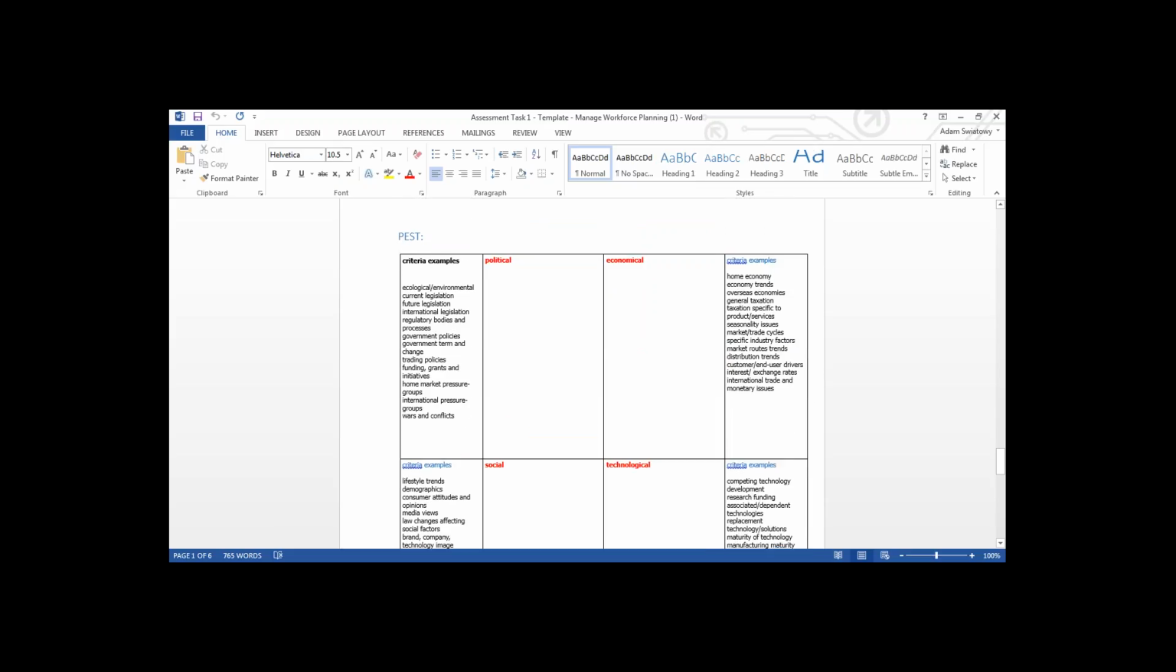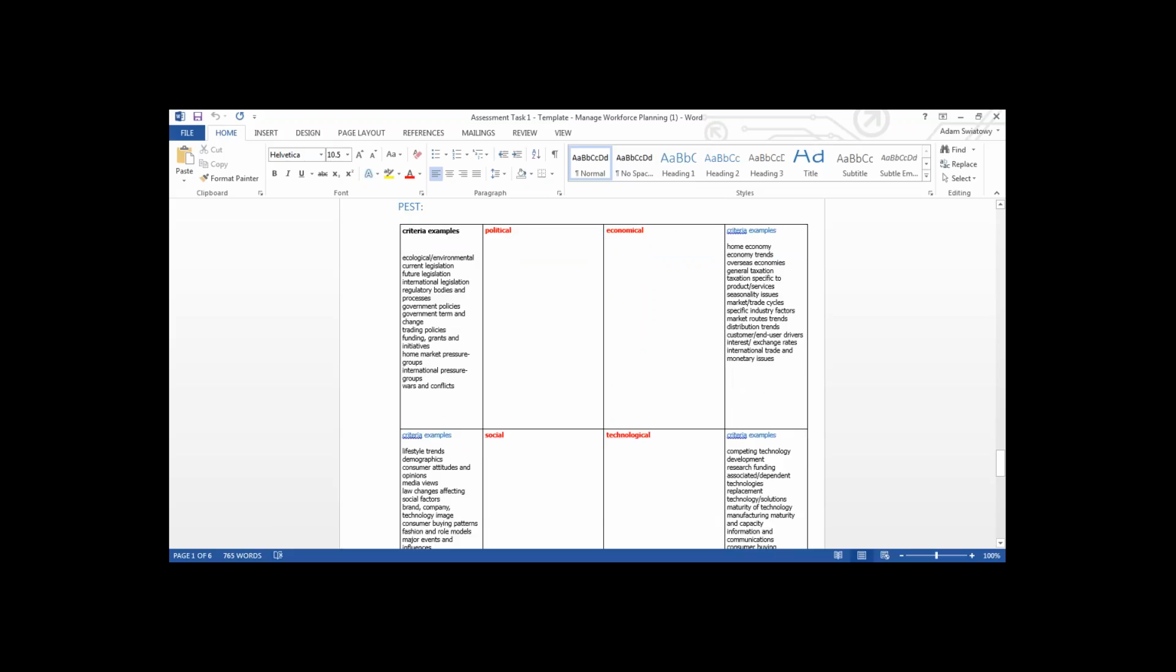So I want you to do a SWOT analysis, but I also want you to take it one step further and do a PEST analysis. Now, a PEST analysis stands for political, economical, social, and technological. All you need to do here is fill in the boxes that are provided for you on this template. Makes it nice and easy in completing this particular assignment.